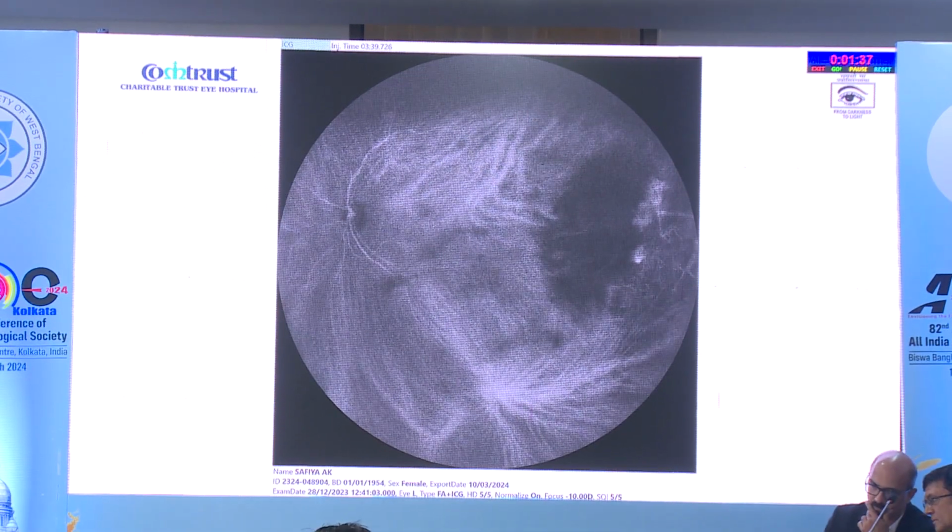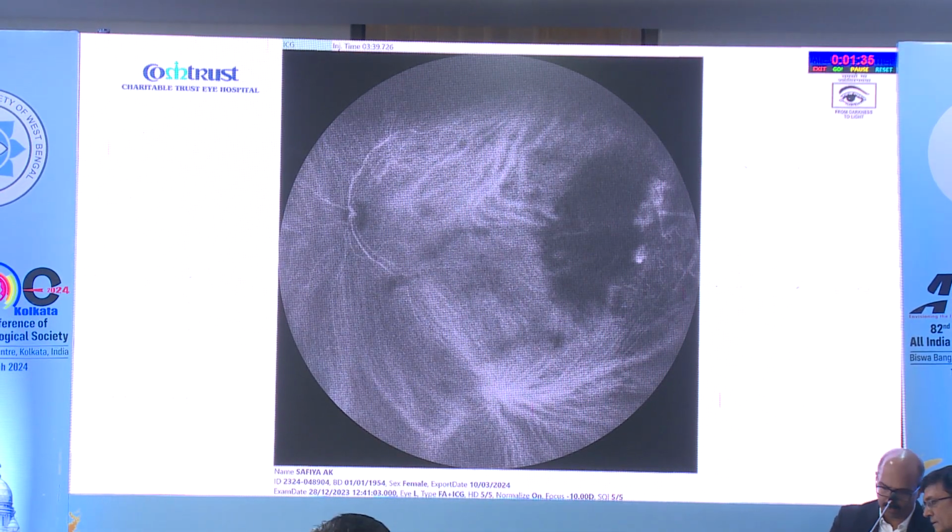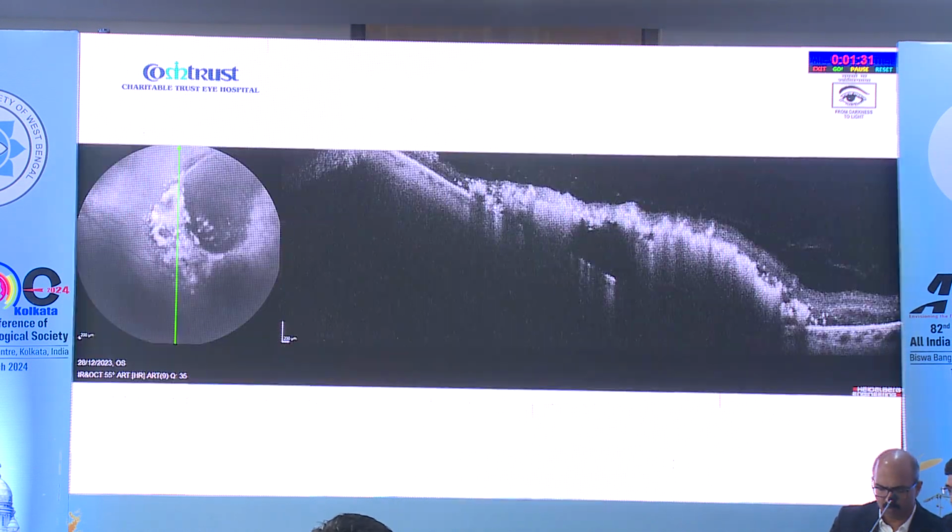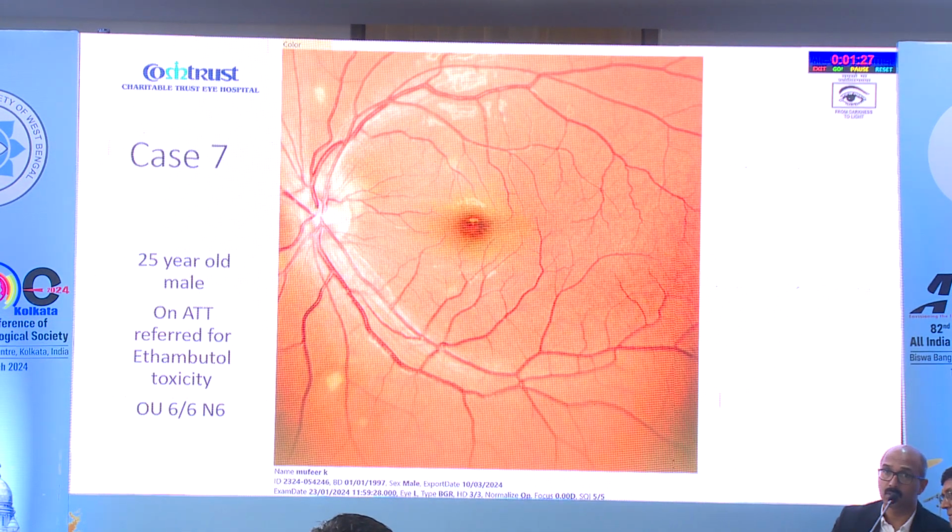So this is a case of peripheral exudative hemorrhagic chorioretinopathy, which was treated with peripheral laser to the lesions with good resolution of all the lesions. That's the peripheral OCT through that particular lesion.